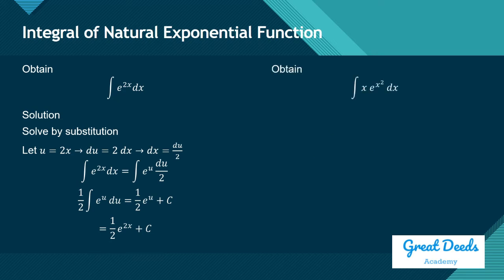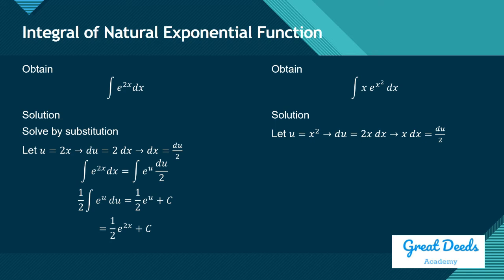Obtain the integral of x times e to the x squared dx. So this one again, you cannot go straight into getting the integral of an exponential function. It won't do. There is an intervening step, and that is substitution. So let u be equal to x squared, du is equal to 2 times x dx.